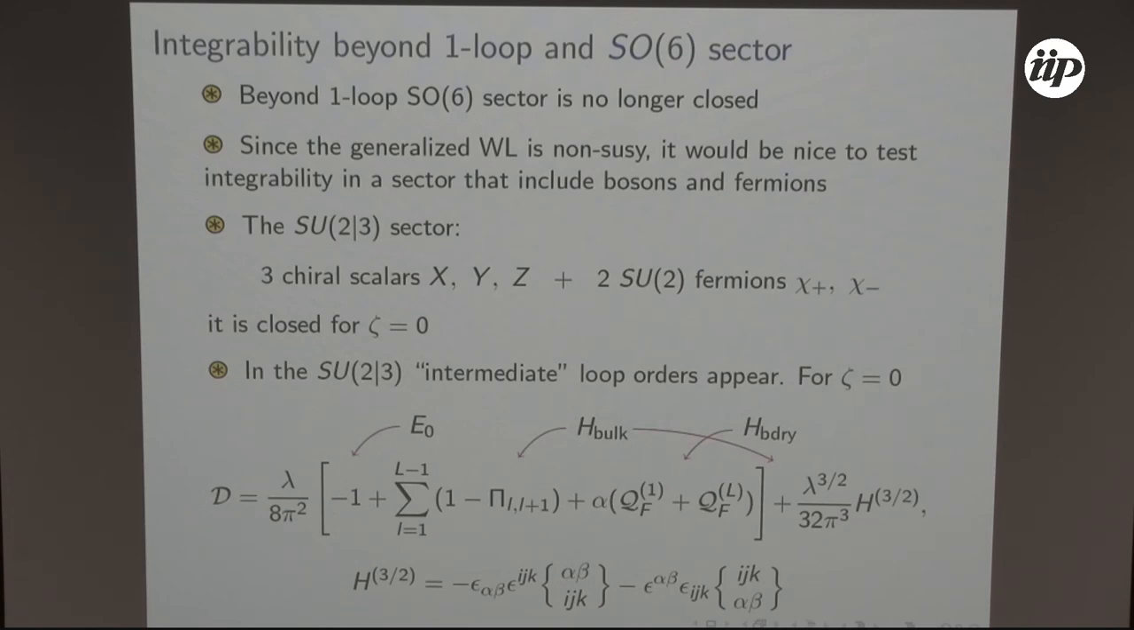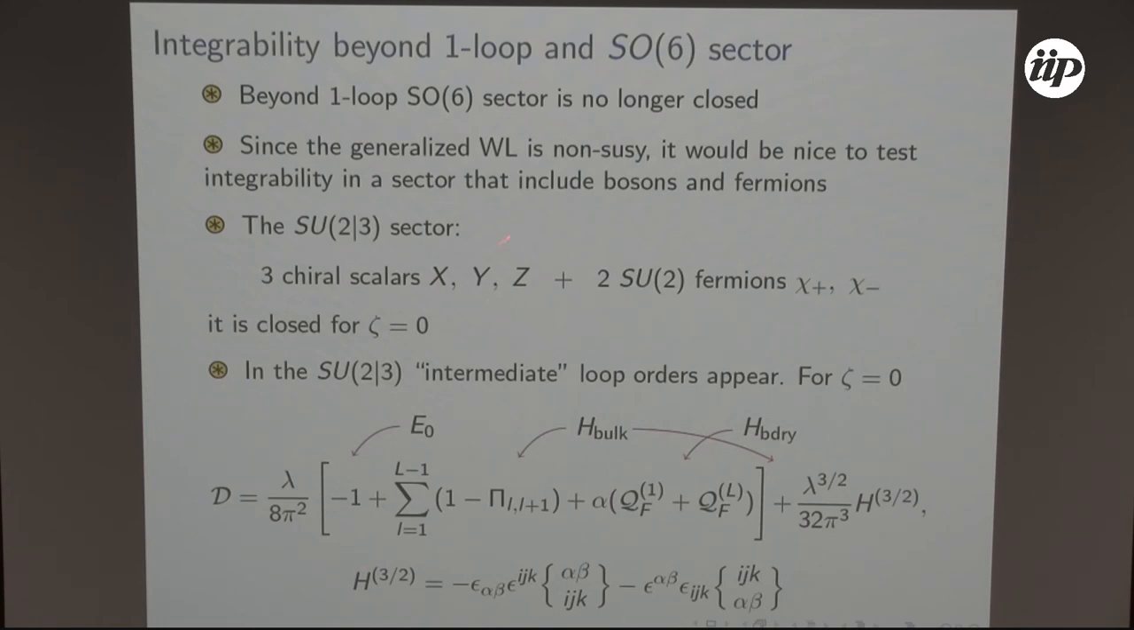Another nice thing about this SU(2) sector is that it allows you to go a little bit beyond one loop, in a way I'm going to explain. It's the appearance of these intermediate loop orders. So for zeta equal to zero, what you get is, again, a dilatation operator that has a constant term, a bulk term, and a boundary term. Now the constant term is the same as before, but with zeta set equal to zero, so then you get -1.